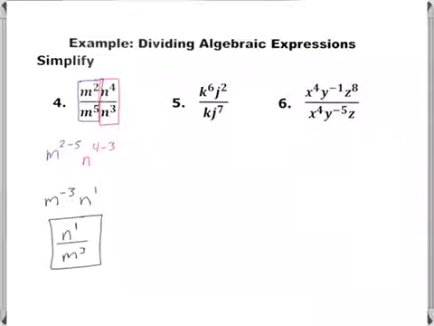All right, in 5, k to the 6th, j to the 2nd, over k, j to the 7th. So we're going to subtract the exponents on the k's. So we've got k, 6 minus 1. Then we'll subtract the exponents on the j's. So that's j, 2 minus 7. So 6 minus 1 is 5. So we got k to the 5th. 2 minus 7 is j to the negative 5th. We don't want negative exponents, so we move the j. So we've got k to the 5th over j to the 5th.